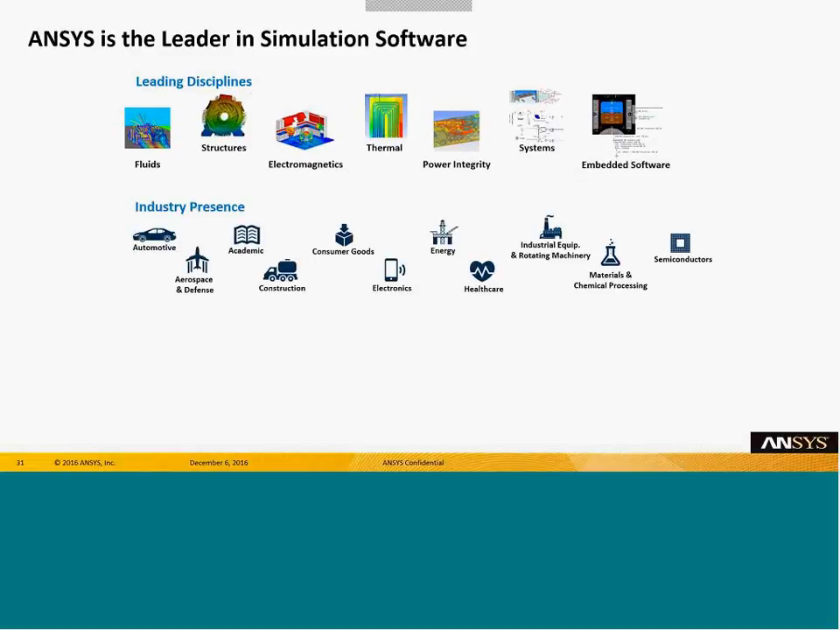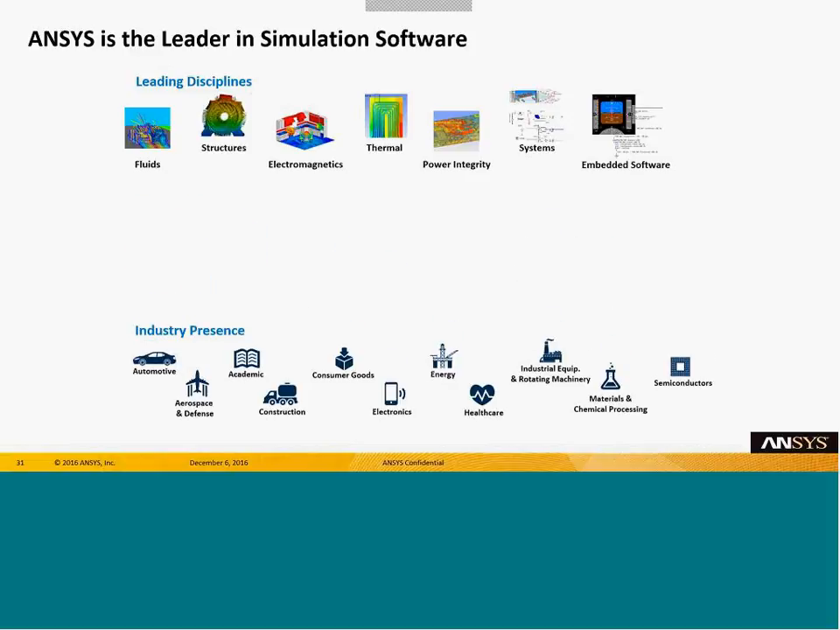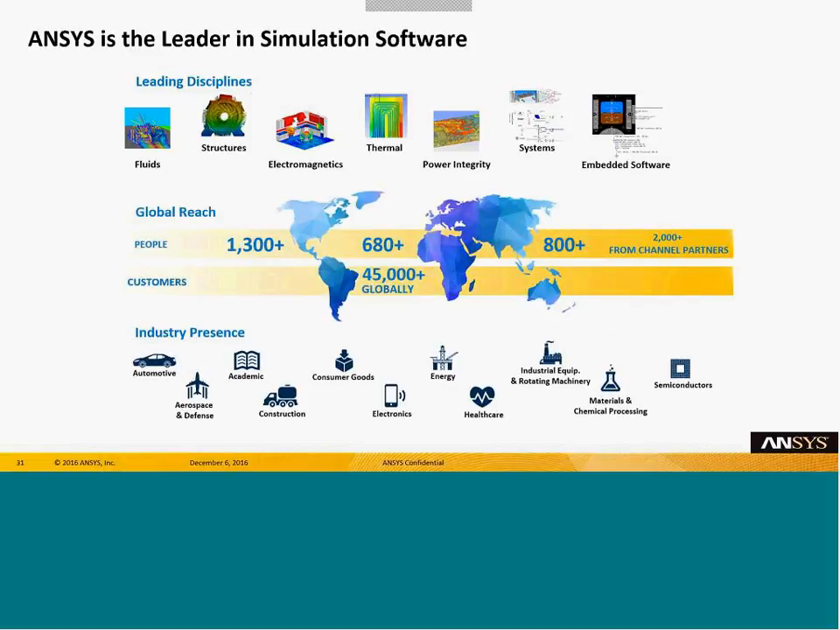So from an industry standpoint, as you probably have ascertained, the product is very broad-based. So we are in just about every industry that you can think of: automotive, aerospace, construction, electronics, healthcare. We're working with all the leading companies in all these various industries. Again, I mentioned ANSYS is $1 billion in revenue. We're global. ANSYS is throughout the world. 1,300 people throughout the world. 45,000 customers globally. So far-reaching from here in the U.S. throughout the entire world.